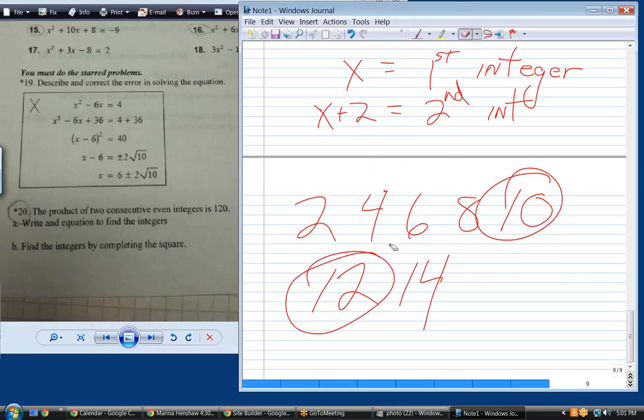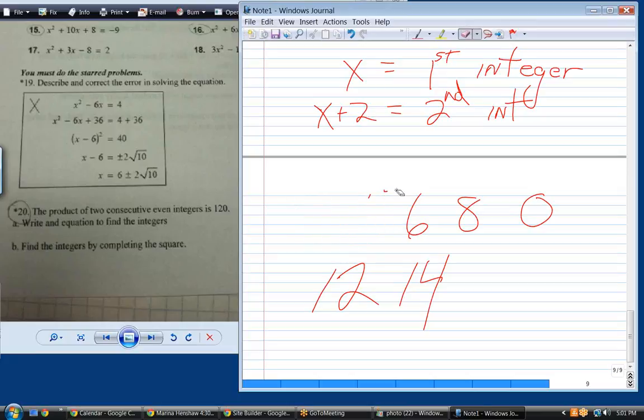So in these kinds of problems, remember that with odd and even integers, it's always x plus 2. If it's consecutive integers, then it's x plus 1. In other words, if they had said the product of two consecutive integers is 120, then the first integer would be x, the next integer would be x plus 1. But since they said even integers, it's x plus 2.